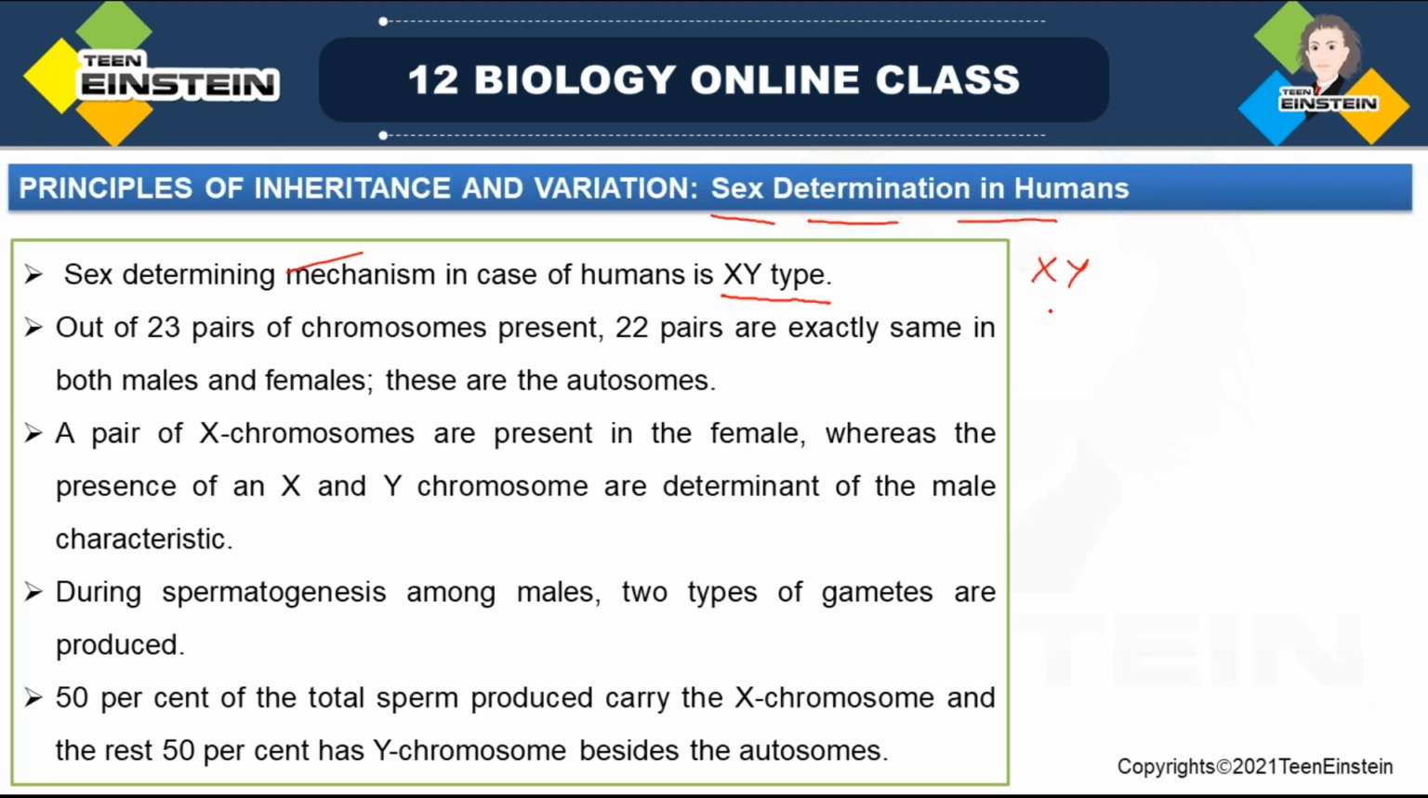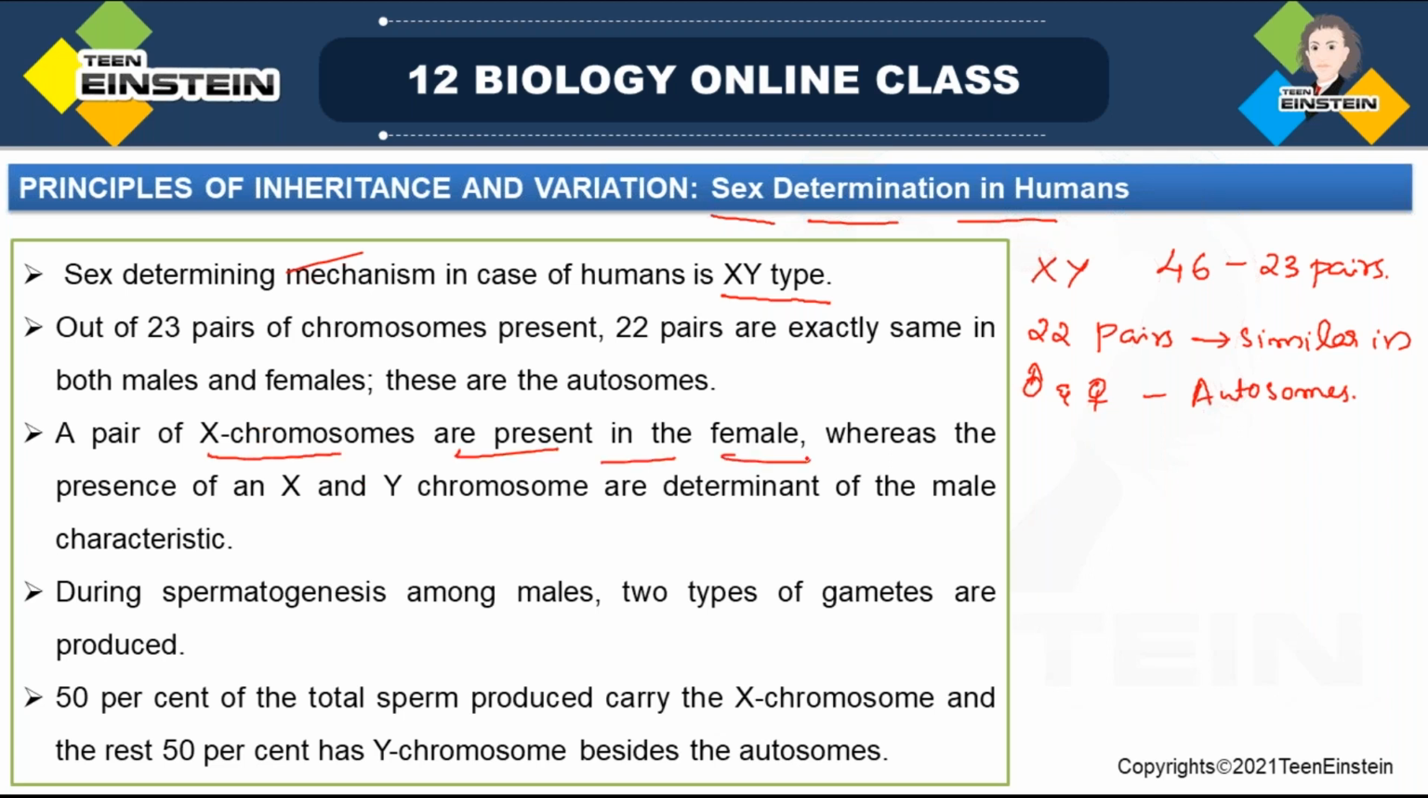The total number of chromosomes in a human being is 46. That means 23 pairs. Of these 23 pairs, all 22 pairs are similar in male and female. These are called autosomes.